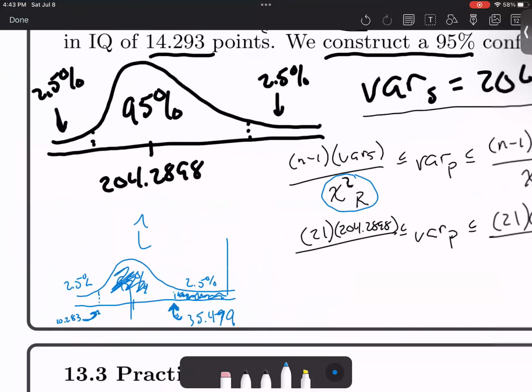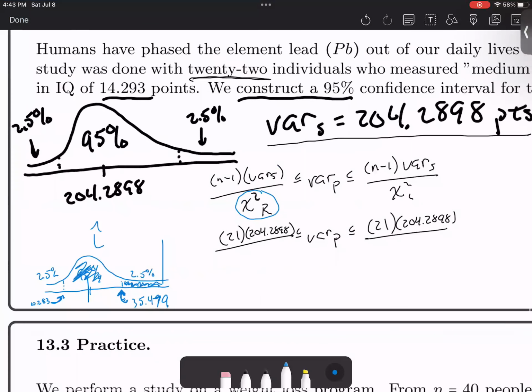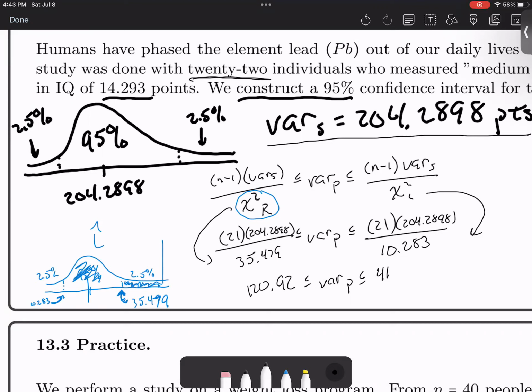Okay, so back to our interval. The chi-square right value is 35.479. The chi-square left value was 10.283. If you run through the algebra, you find a lower bound for your population variance of 120.92 and an upper bound of 417.20. So this is a bound for our variance. It's measured in points squared, IQ points squared.